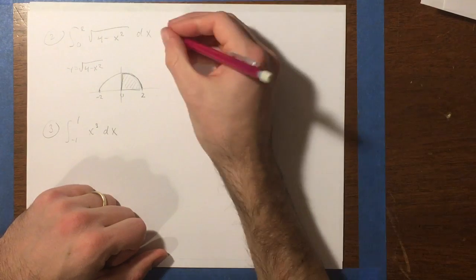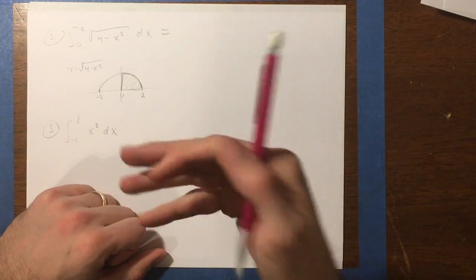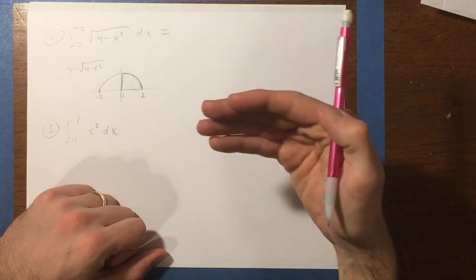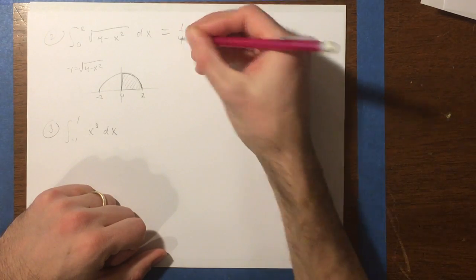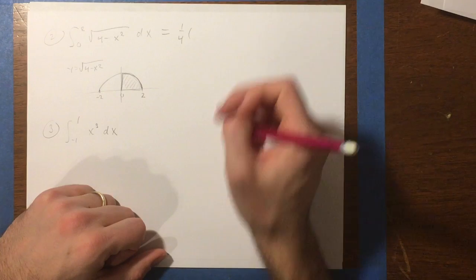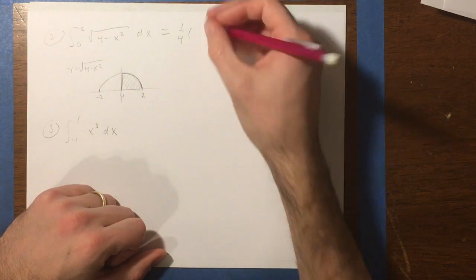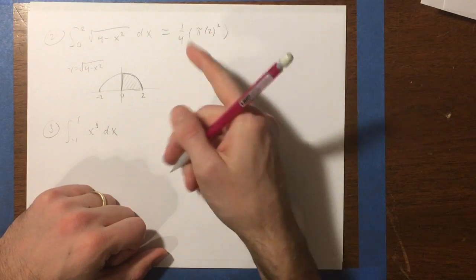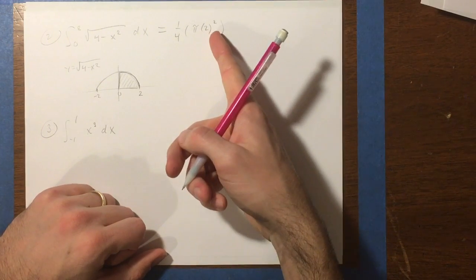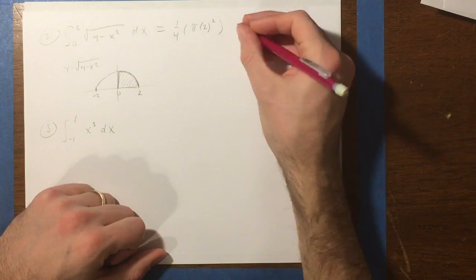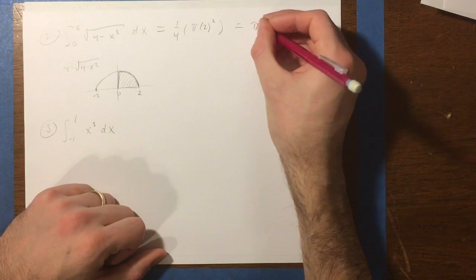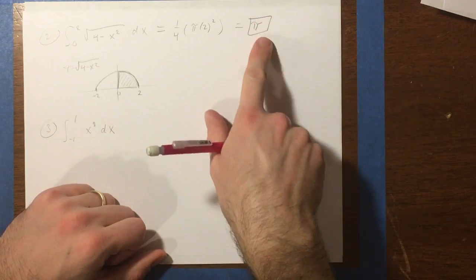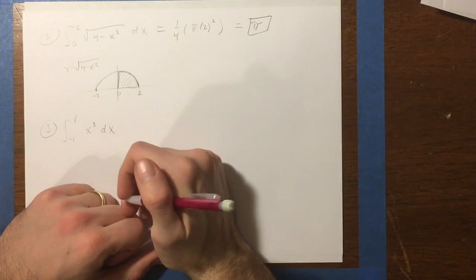The net area there, since it's above the x-axis, is positive, and it's going to be 1/4 of the total area of a circle of radius 2, which is pi r squared, or pi times 2 squared. So we're going to have a 4 in the denominator and a 4 in the numerator from the 2 squared. Those will cancel out, and this is just equal to pi. This integral equals pi. That was pretty easy.